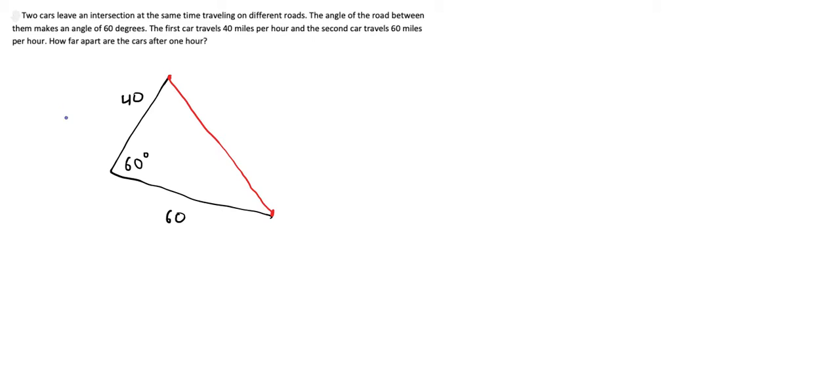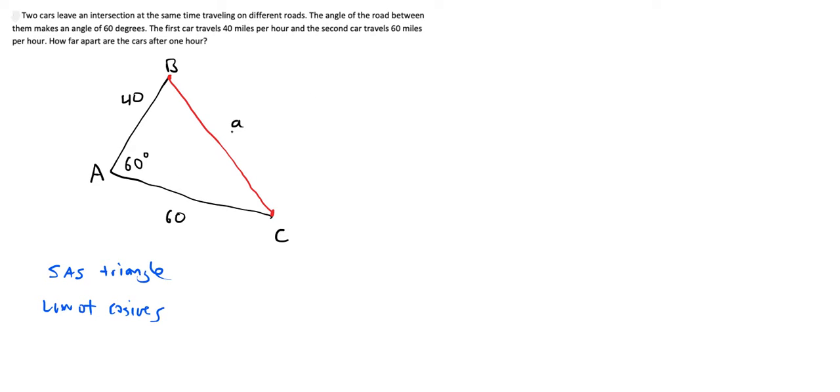Well, wait a minute. Notice that we have an SAS triangle. We have two sides and the angle in between them. In an SAS triangle, we can use the law of cosines, and in this case it will give us this length here. It really doesn't matter what we label this, but let's call the sides A, B, and C, which means we're going to find side A here.